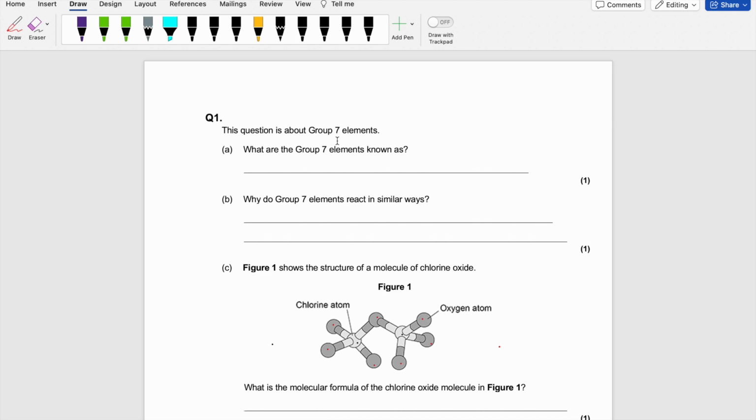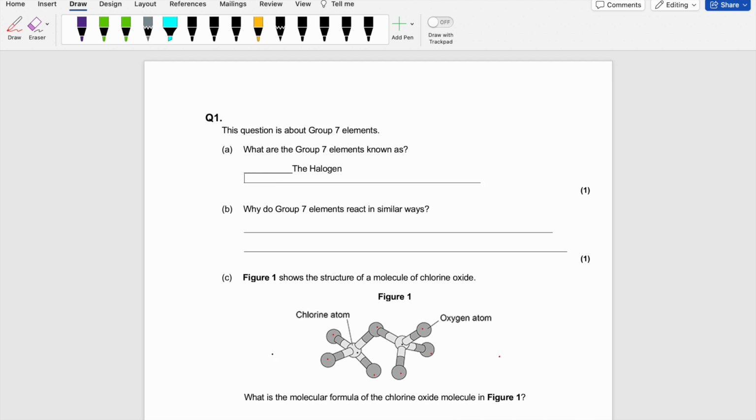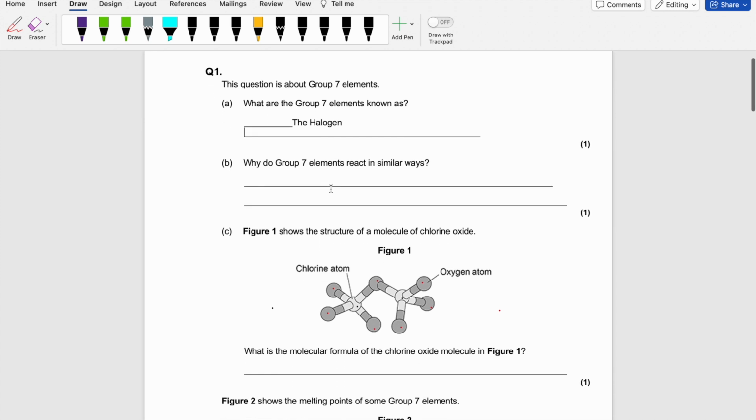So the first topic in chemistry, what you usually did in second half of year 9 and probably recapped in year 10. It says this question is about group 7 elements. What are the group 7 elements known as? So this is a recall question. You need to know 3 groups in the periodic table, one of them being the group 7 elements, and they are known as the halogens. So fairly simple recall question for 1 mark.